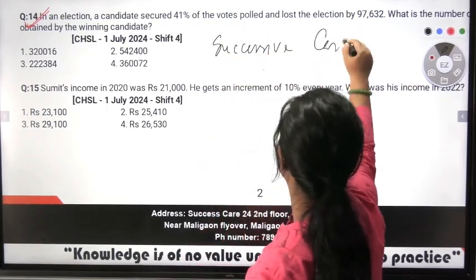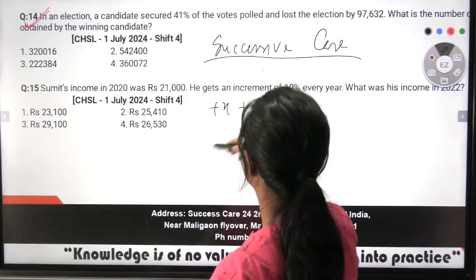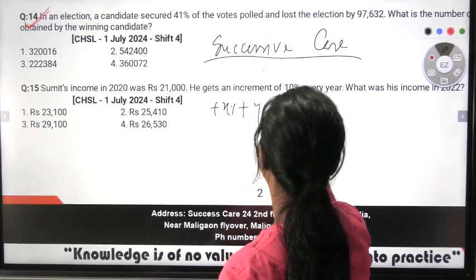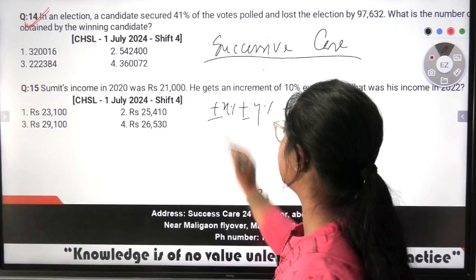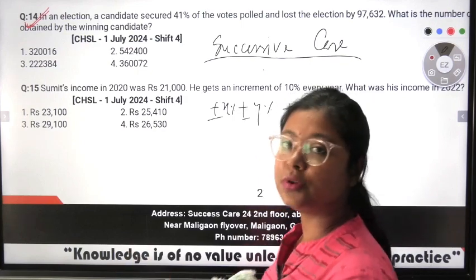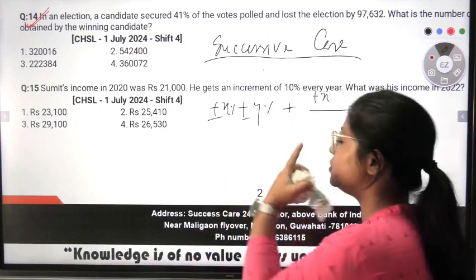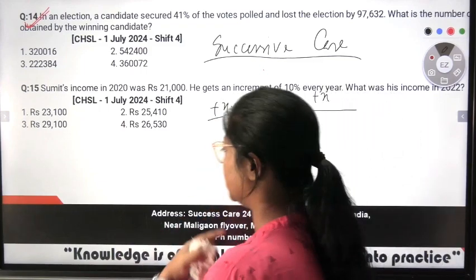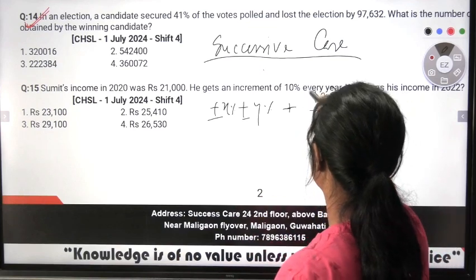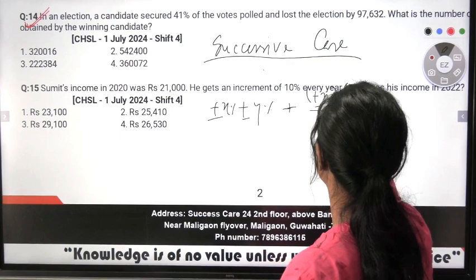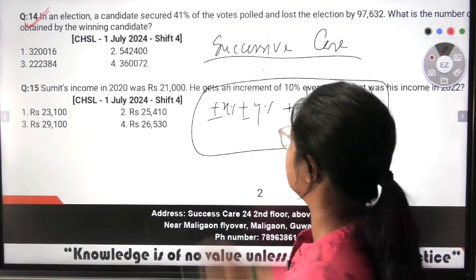For the successive case, the formula is plus or minus x percent, plus or minus y percent, plus or minus of x into y divided by 100. Plus would represent an increment, minus would represent a decrease. So plus would give you an increase and minus would give you a decrease. So this is the overall formula for successive increase or decrease.